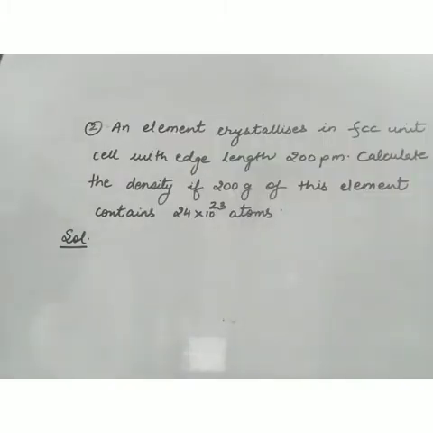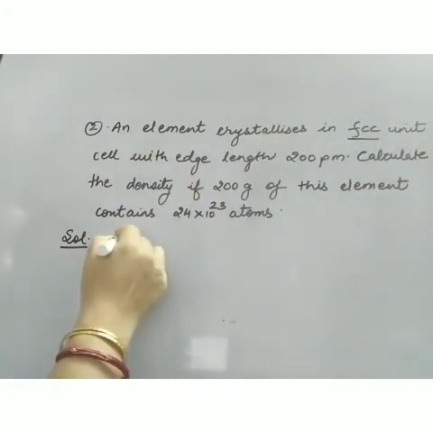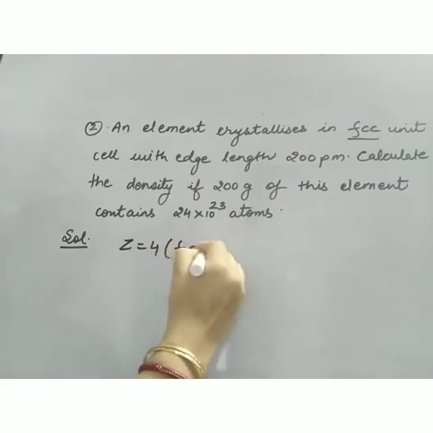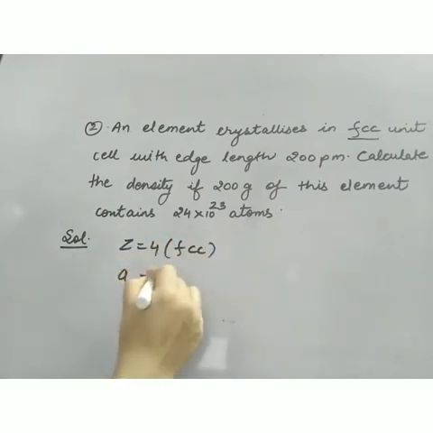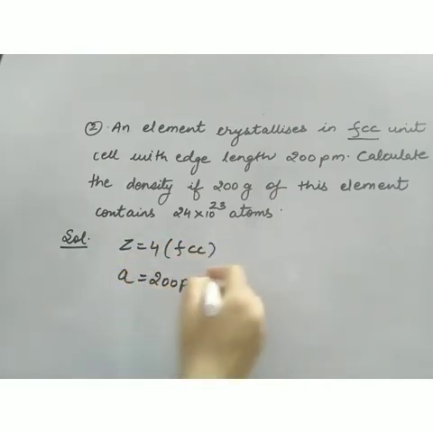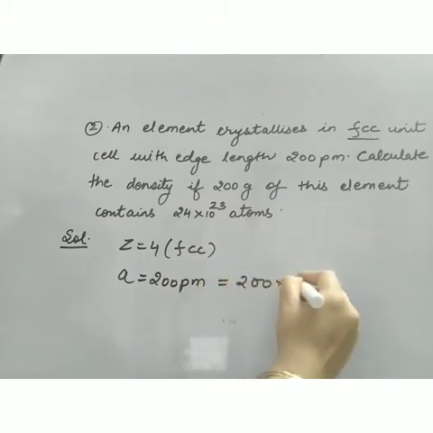Now the second question is, an element crystallizes in FCC unit cell with edge length 200 picometer. Calculate the density if 200 gram of this element contains 24 into 10 to the power 23 atoms. So density we have to calculate, but what things are given to us? Let's see. Now it is FCC unit cell, so Z is 4 for FCC. Now edge length is given to us, that is 200 picometer. So we'll change it into centimeter.